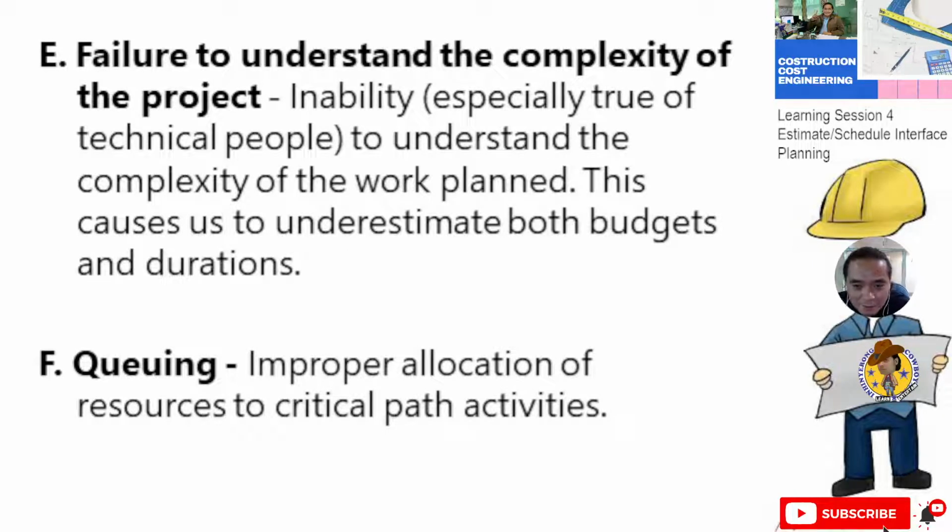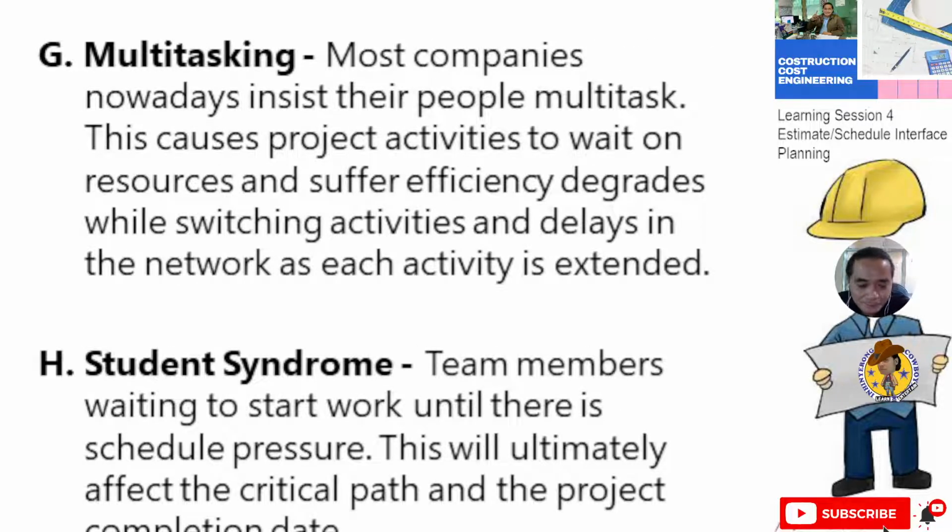Then E is a failure to understand the complexity of the project. Inability, especially of technical people, to understand the complexity of the work plan. This causes us to underestimate both budgets and durations. Letter F is queuing, improper allocation of resources to critical path activities.